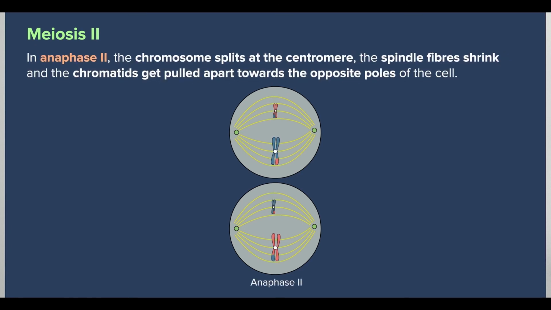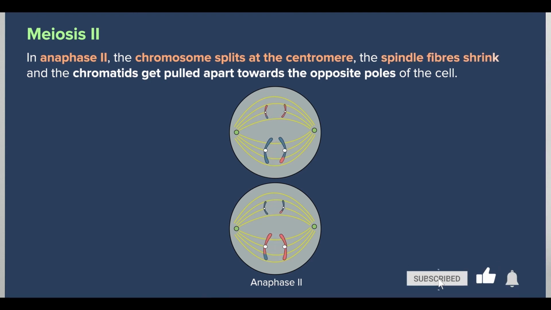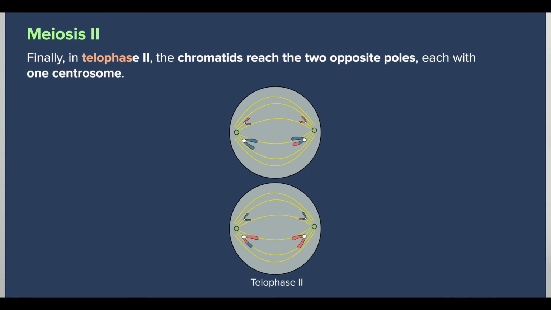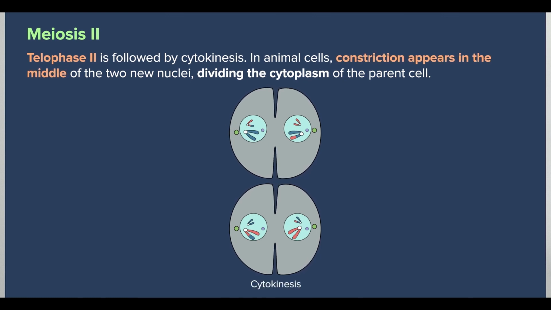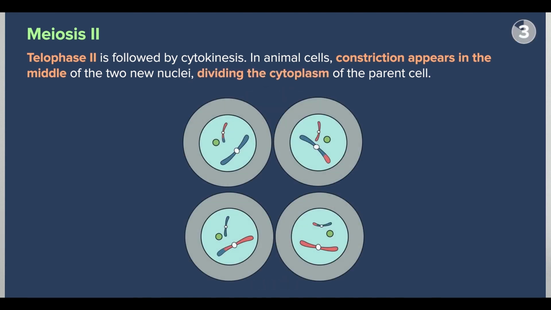In anaphase 2, the chromosome splits at the centromere. The spindle fibers shrink, and the chromatids get pulled apart towards the opposite poles of the cell. Finally, in telophase 2, the chromatids reach the two opposite poles, each with one centrosome. Telophase 2 is followed by cytokinesis. In animal cells, constriction appears in the middle of the two new nuclei, dividing the cytoplasm of the parent cell.